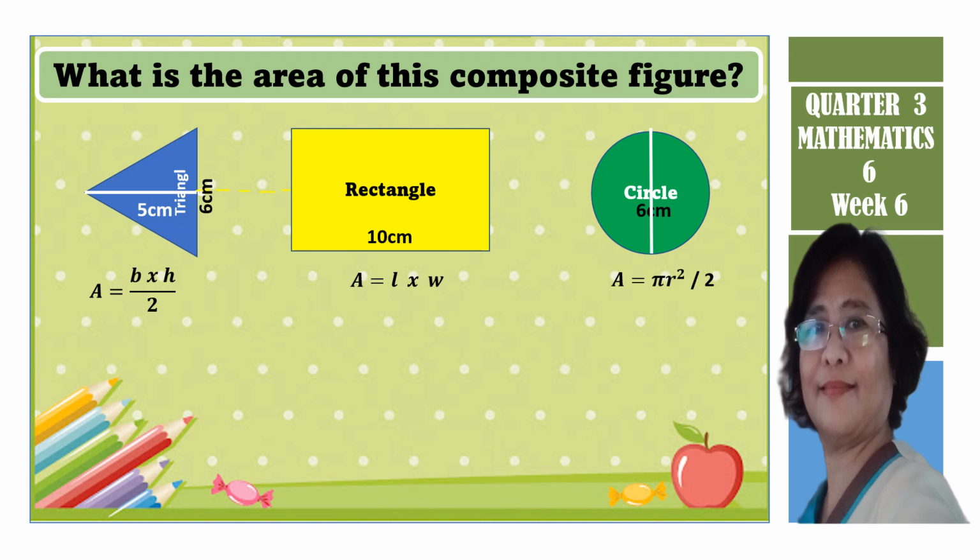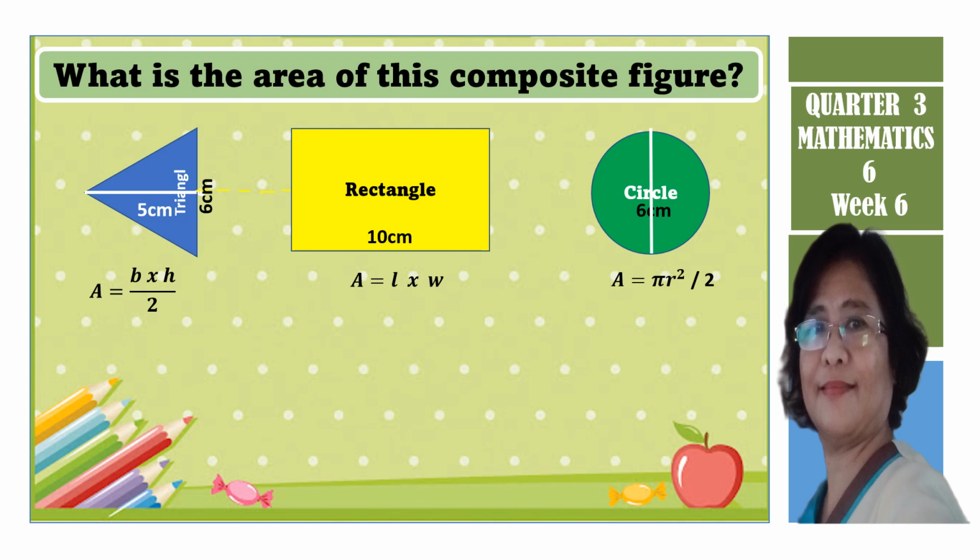Now, let us find out the area for the triangle. Just substitute the formula with the given numbers. The base here is 6. The base is 6 and the height is 5 centimeters. And substitute its value.